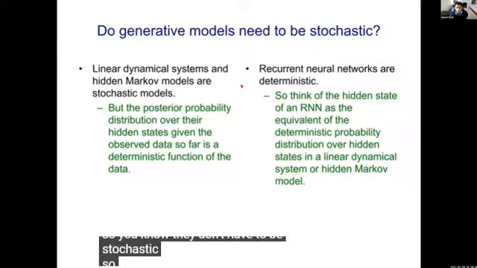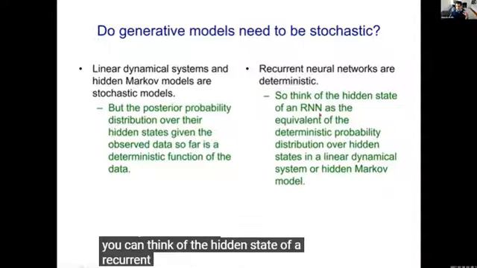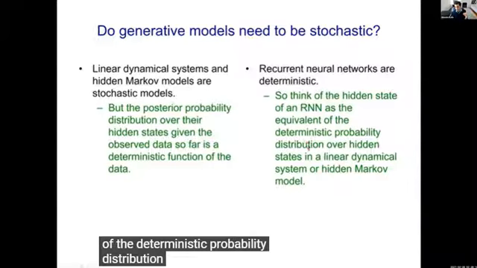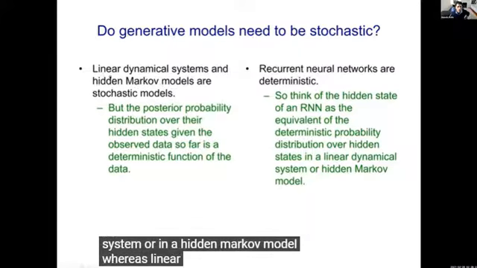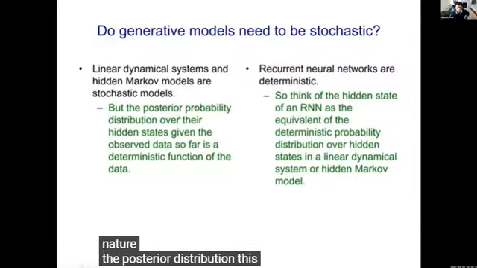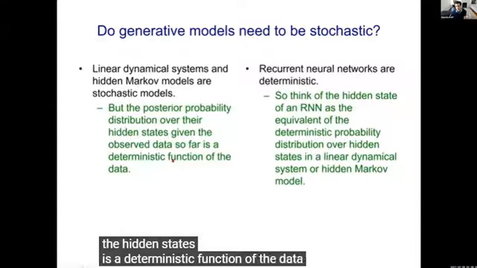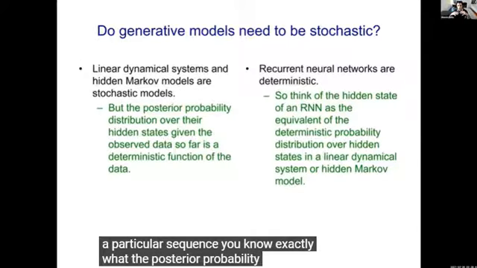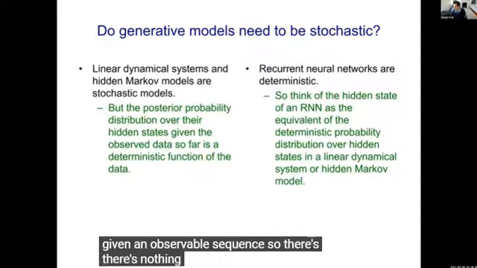Okay, so they don't have to be stochastic. Recurrent neural networks are actually deterministic. You can think of the hidden state of a recurrent neural network as the equivalent of the deterministic probability distribution over hidden states in a linear dynamical system or in a hidden Markov model. Whereas linear dynamical systems and hidden Markov models are stochastic by their nature. The posterior probability distribution of the hidden states is a deterministic function of the data. When you have a particular sequence, you know exactly what the posterior probability distribution of the hidden states will be given an observable sequence. So there's nothing stochastic about it.